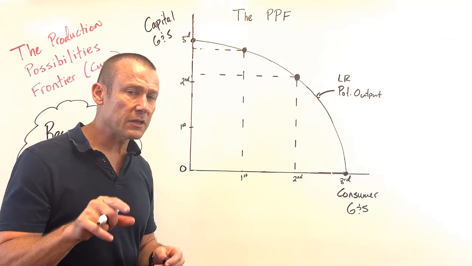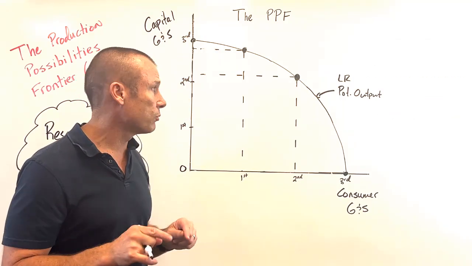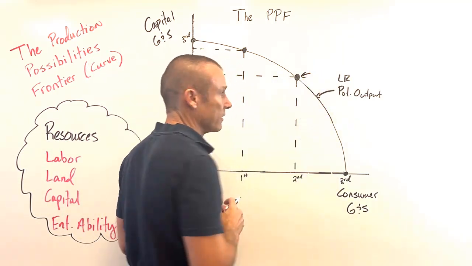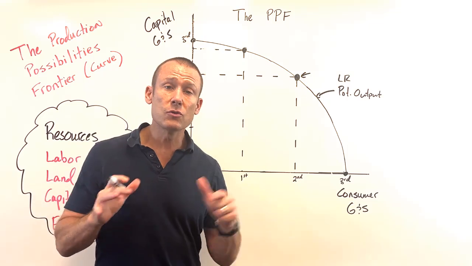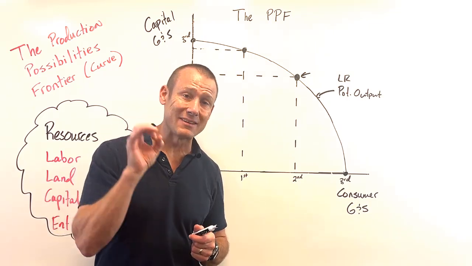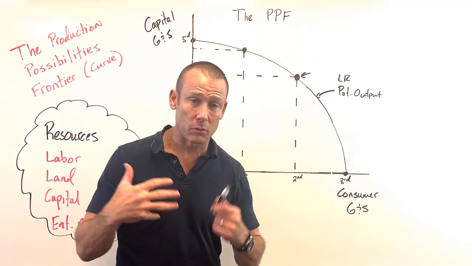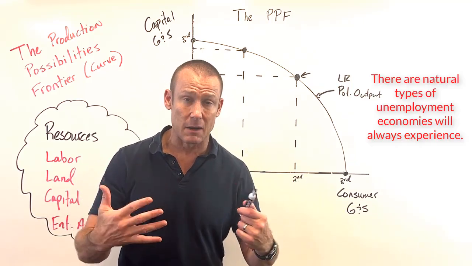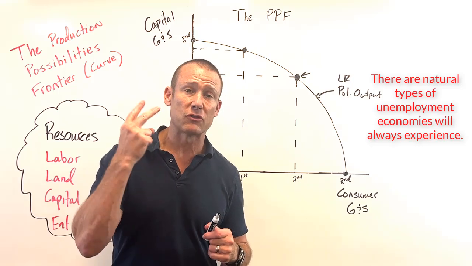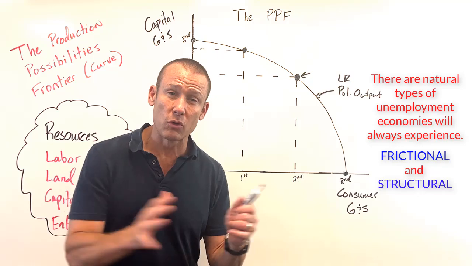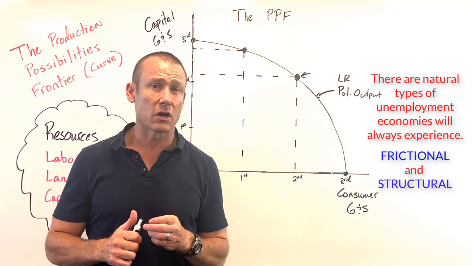Now, the interesting thing is when you are at full employment, all right? So you're on the curve. I don't know, maybe you're right there, okay? You're on the curve. Do you have any unemployment? The answer is yes, okay? Because in macroeconomics, we say there's two types of unemployment. We're always gonna have at least some of it, and that is both frictional and structural unemployment. We say these are natural types of unemployment. You can never fully get rid of either one of them, so let's talk about them.